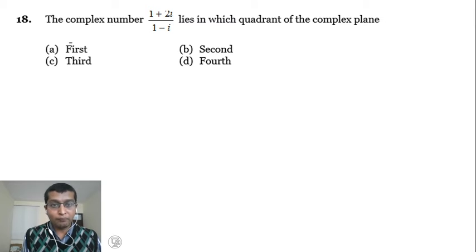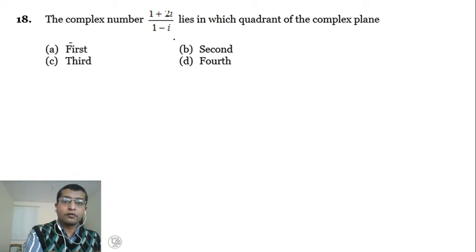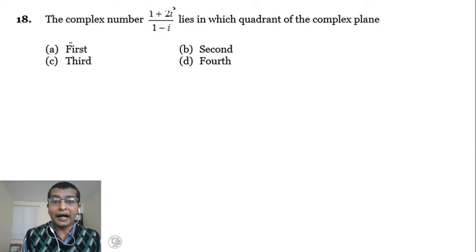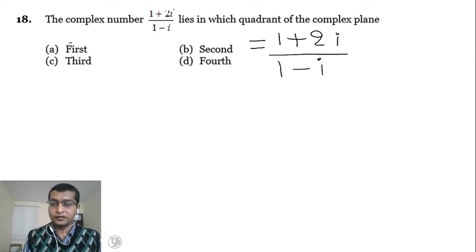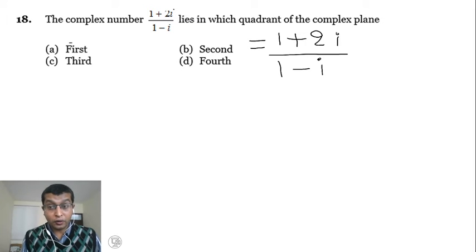So the complex number, see, it is 1 plus 2i divided by 1 minus i. It lies in which quadrant of the complex plane? So options are first, second, third, fourth. So I write the given expression here. So this is 1 plus 2i divided by 1 minus i. So this is our given expression. So which quadrant does it lie in?